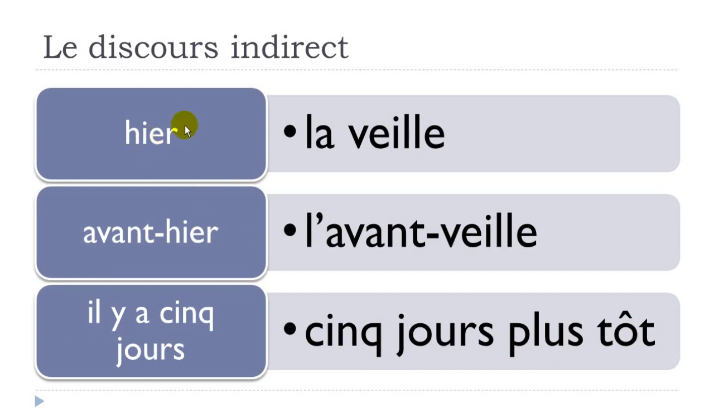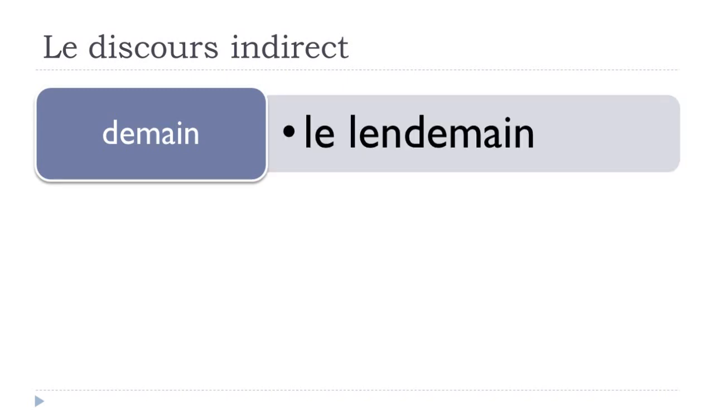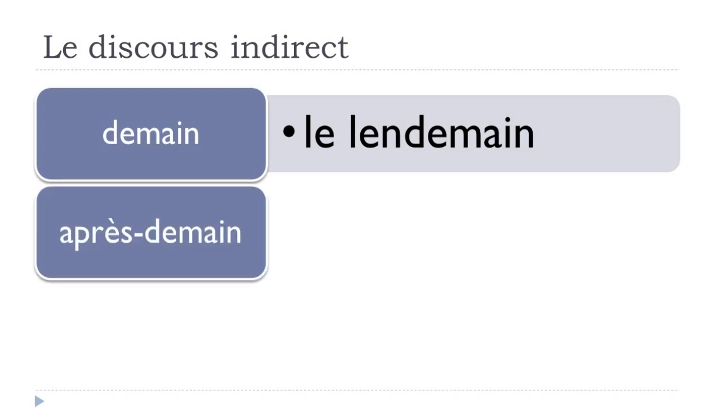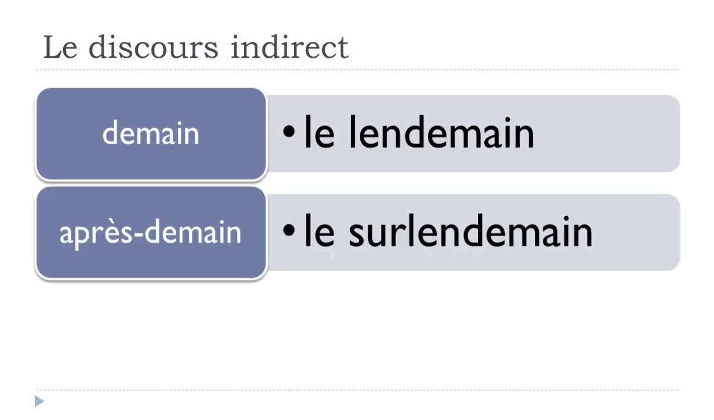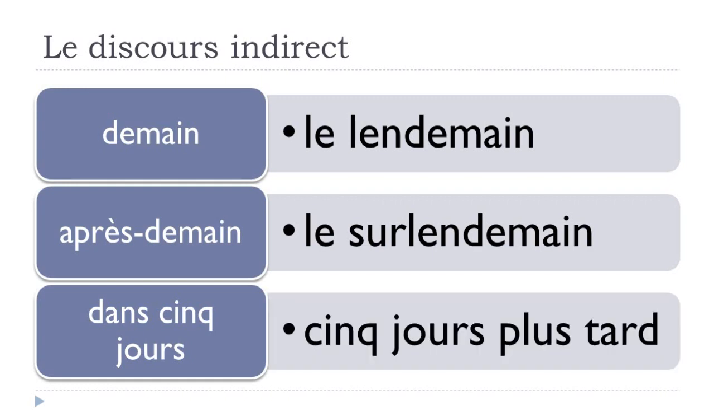Okay, so hier will become la veille, avant-hier will become l'avant-veille, and then il y a 5 jours will become 5 jours plus tôt. Okay, and we can continue if you want with demain. Demain is tomorrow, and tomorrow will become le lendemain, the following day, le lendemain. Après-demain, after tomorrow, and it will become le surlendemain. Okay, and dans 5 jours, in 5 days, will become 5 jours plus tard, later.